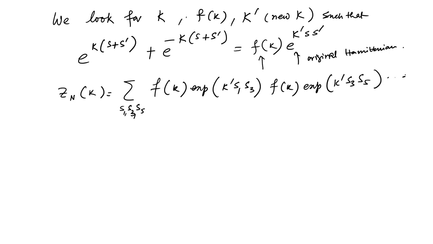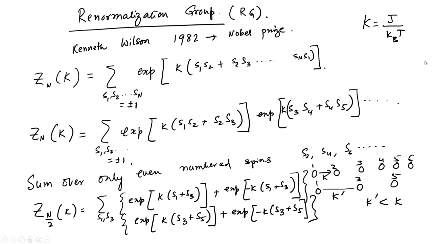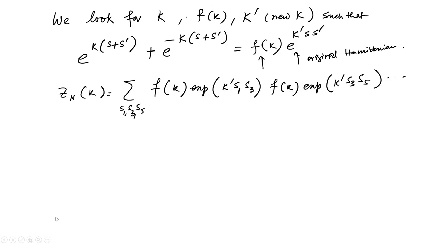Let me just do one minor correction here. We have written this as n by 2 because we have summed over the spins, but let's at least at this stage write it still as n, because this has the information that S2 has been summed over and S4 has been summed over and so on. So we still retain this, and then we have these further terms.